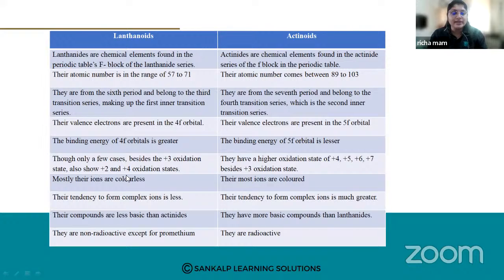Then next are their ions. In lanthanides, most of the ions are colorless.